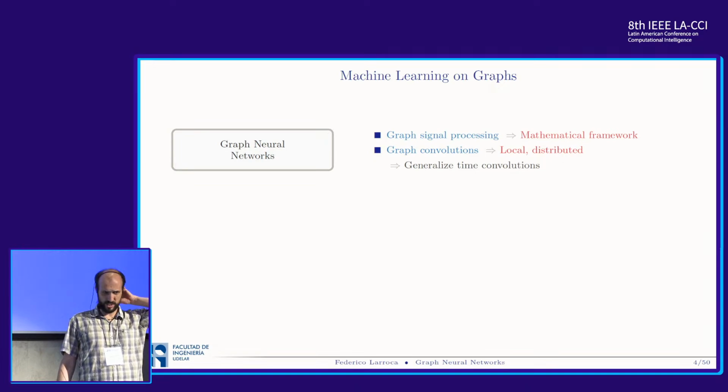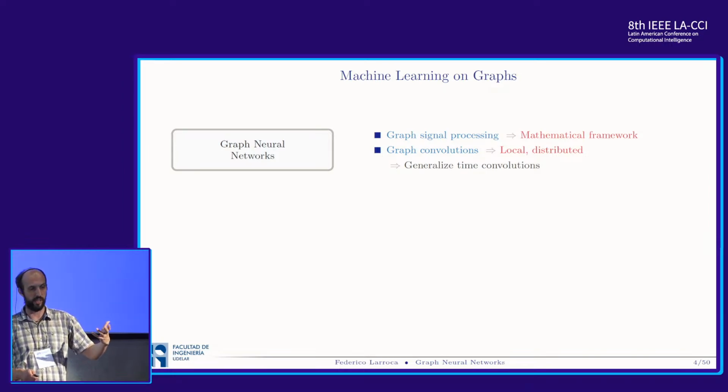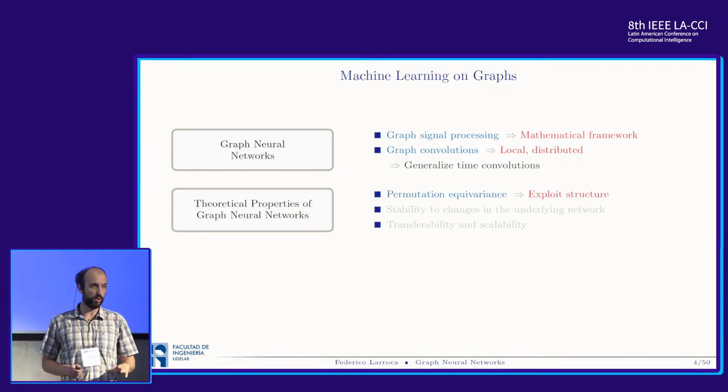So this is the outline of the talk that I will give today. First of all, we're going to define what graph neural networks are, and we will do it by emulating convolutions, but translating them into graphs. Then we will talk about one property in particular, this permutation equivariance.